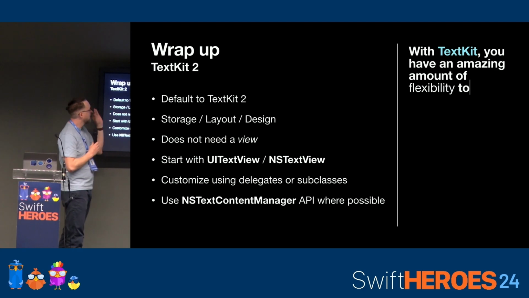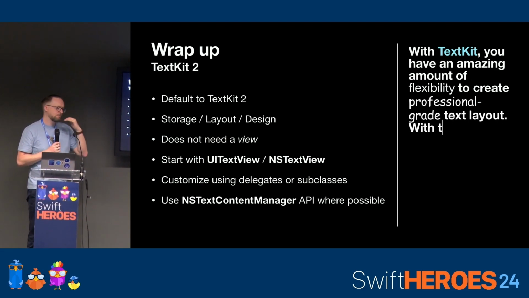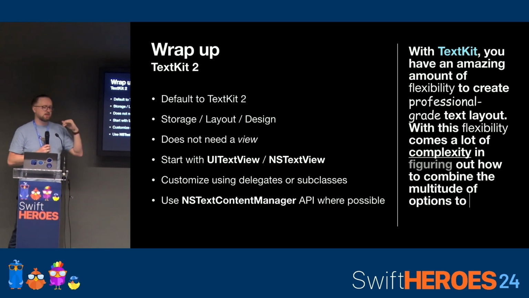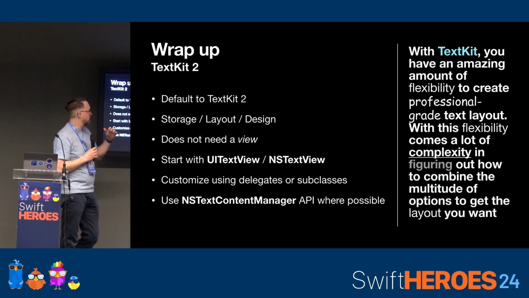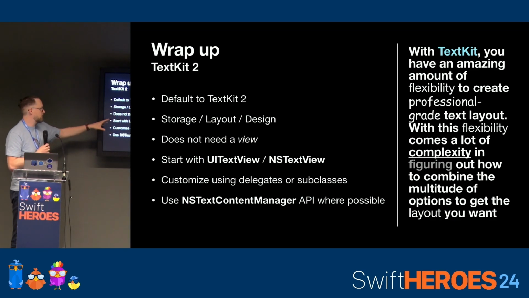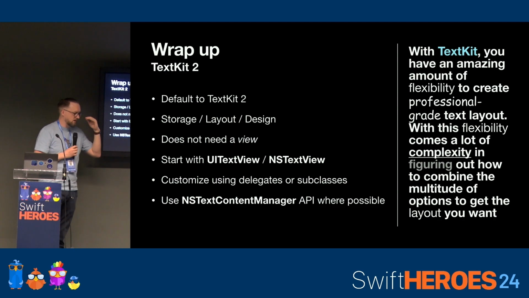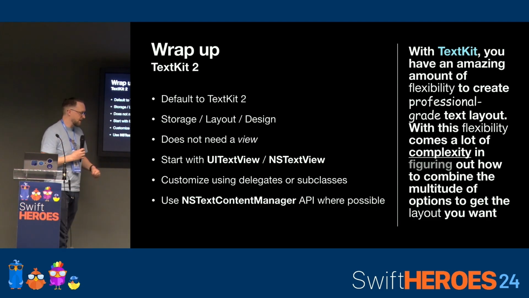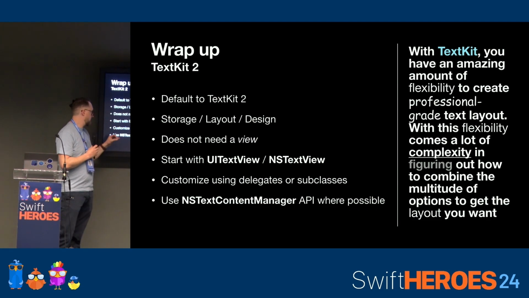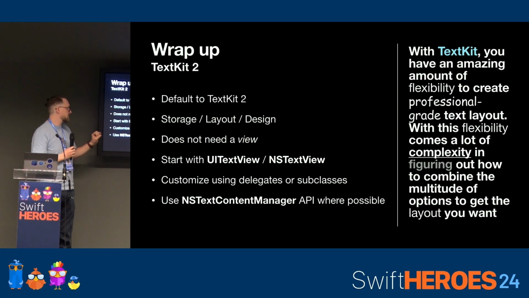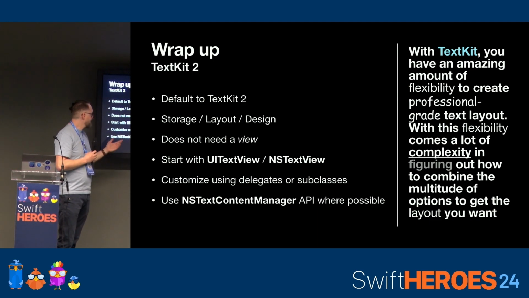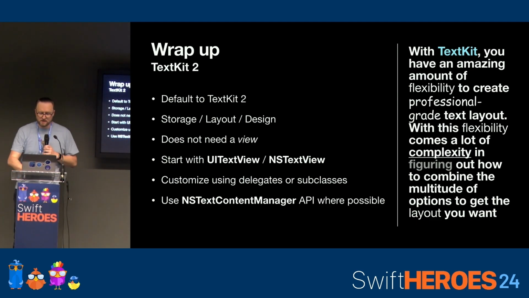So to wrap up what's going on, we default to TextKit 2 API. Forget about TextKit 1. There are 3 layers. Storage layer design, think about it. You don't need to invent any architecture on top of that. It doesn't have to be a view. You can print to PDF, to file, to whatever you want. The starting point is actually UITextView and NSTextView. This is where you start to play with this API. Customization is a bit more advanced: delegates and subclasses as a way to customize. And use NSTextContainer and the content manager where possible. That's just a small piece of advice.